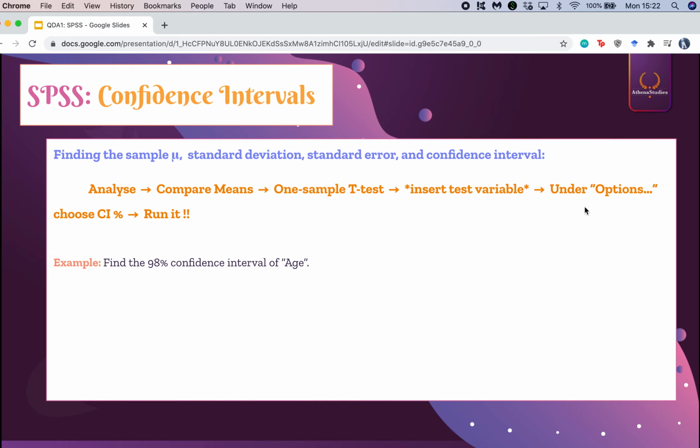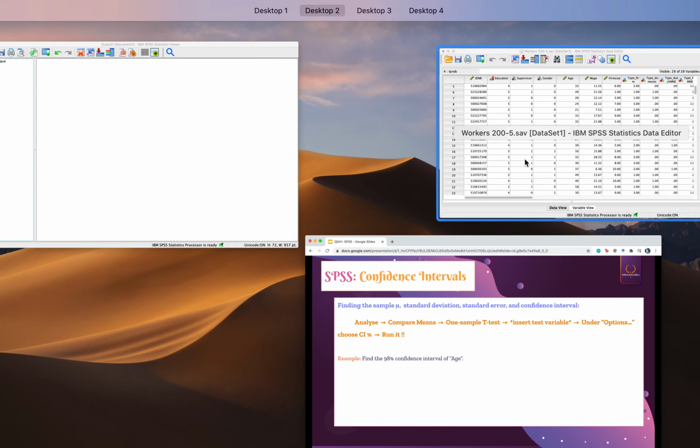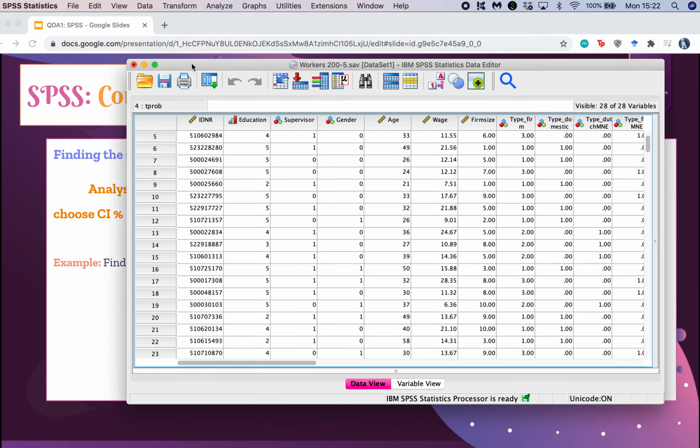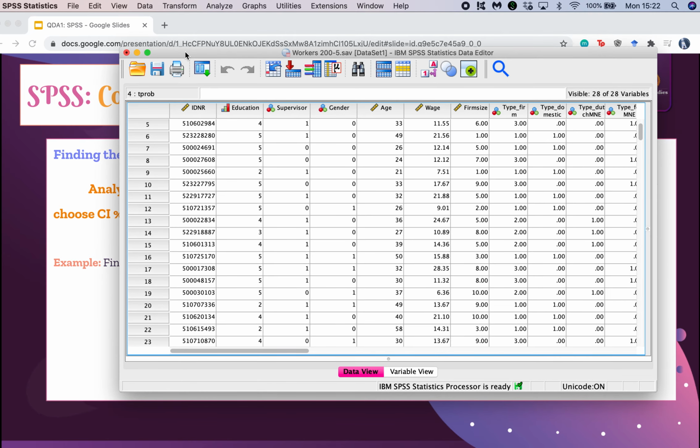You need to go to analyze, compare means, one sample t-test, because we are working with a sample, and then you need to obviously pick which variable you want to test, and then under options you can choose your confidence interval percentage. So in our example, it's asking us to find the 98% confidence interval of age. So we have to go to our SPSS file. This is the Workers 200 as always, and we need to follow these steps to find this confidence interval.